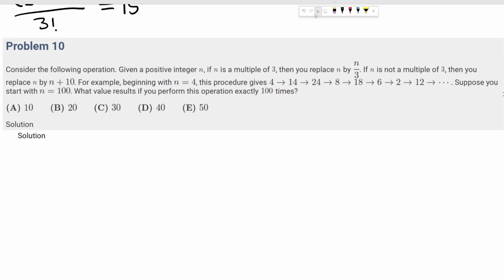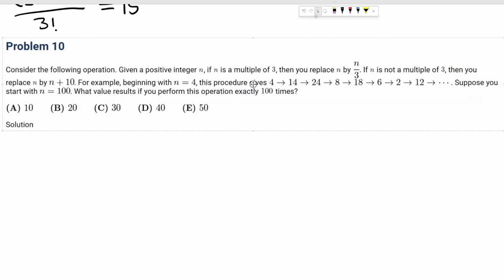Problem 10. Consider the following operation. Given a positive integer n, if n is a multiple of 3, then we divide it by 3. Otherwise, we add 10. So that means we divide by 3 if we can, otherwise we add 10. So it's asking if we start with 100, what do we get after 100 applications?